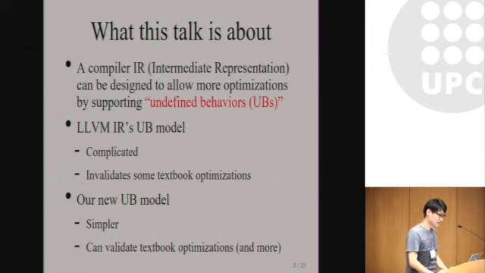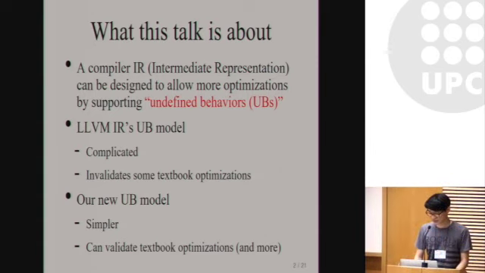First of all, I briefly explain the topic of this talk. Intermediate representations in modern compilers, or simply called IRs, use the notion of undefined behavior to justify validity of more optimizations. However, their undefined behavior models, in particular LLVM IR's, are complicated and also inconsistent with even some textbook optimizations. In this talk, I will introduce our new undefined behavior model that is simpler and, more importantly, fixes such inconsistency.